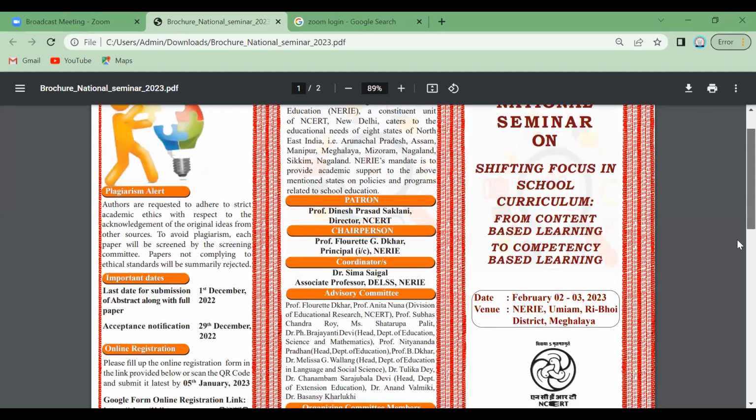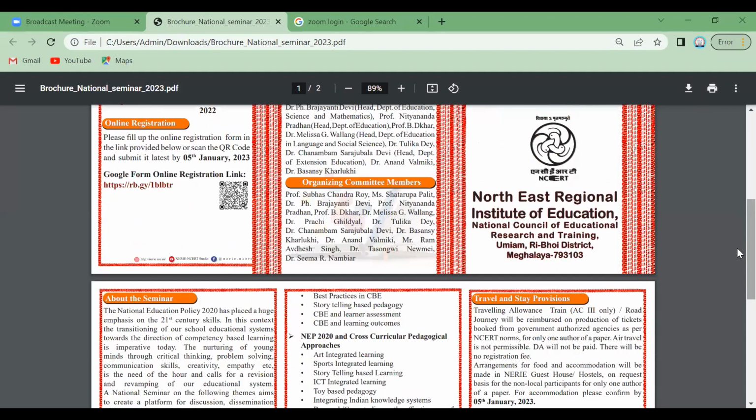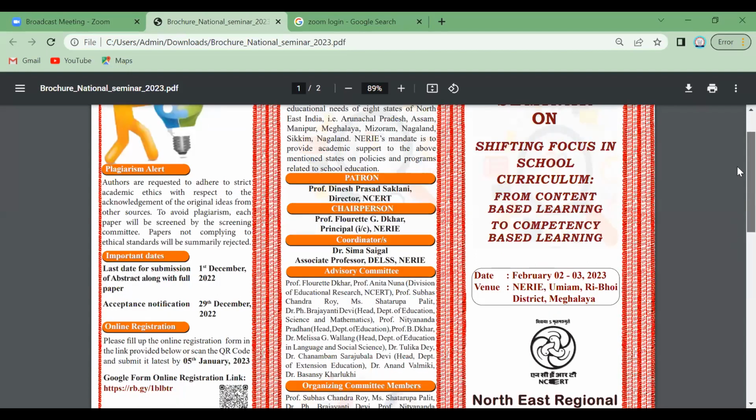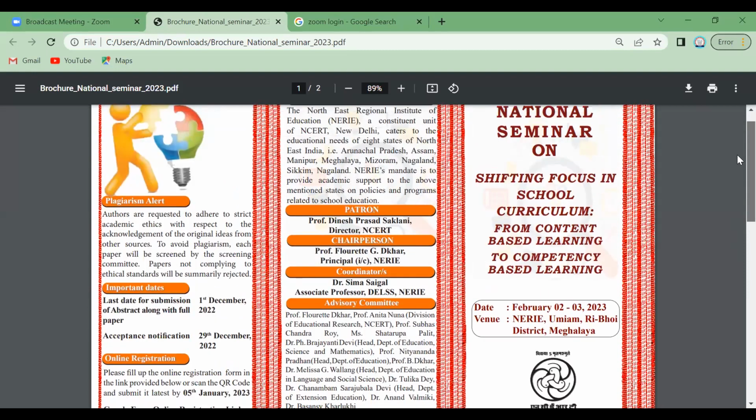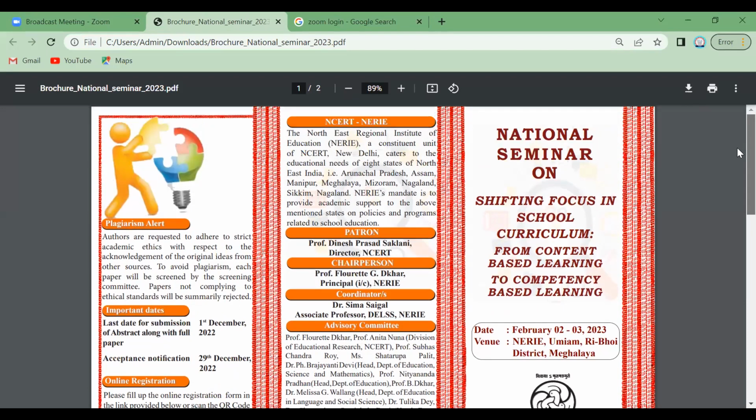So this national seminar is conducted by the North East Regional Institute of Education, that is from Meghalaya. So today in this workshop, you will be learning how to prepare a research paper and how to submit it to NERIE, Meghalaya.